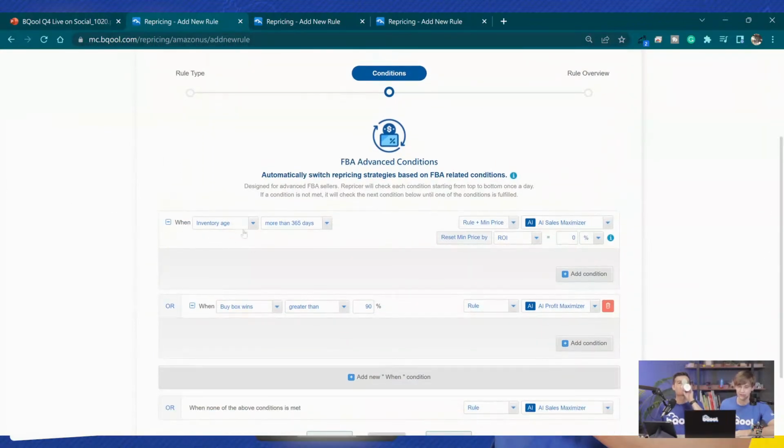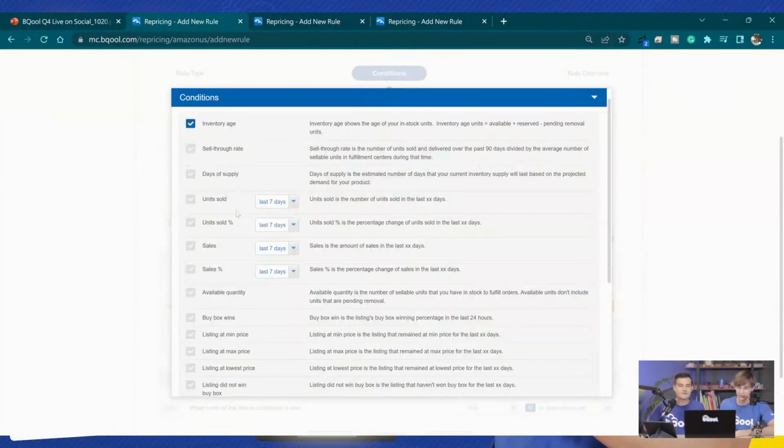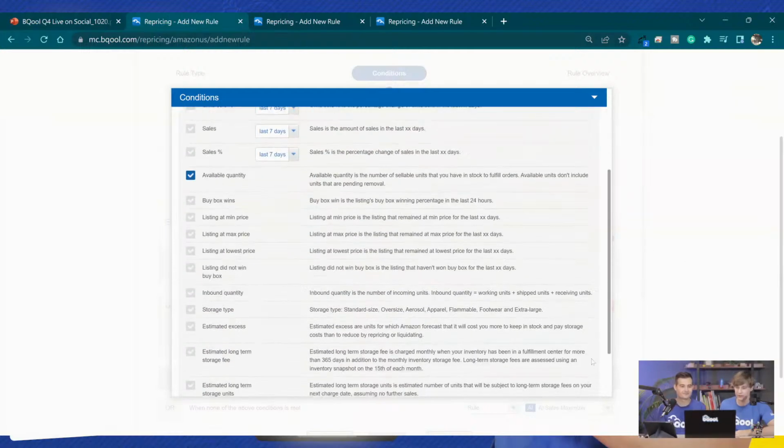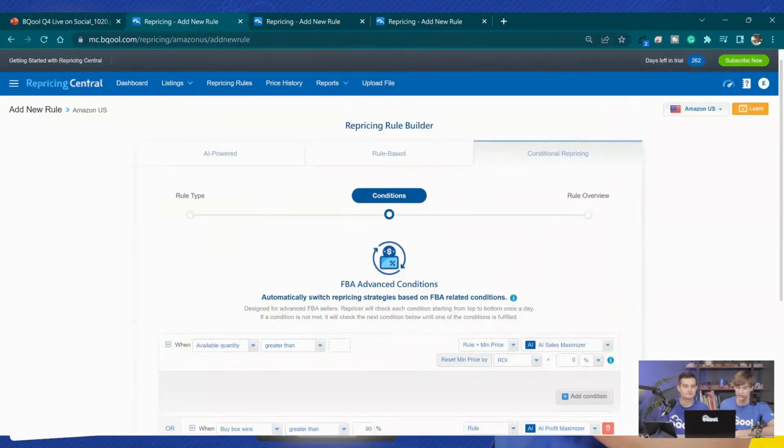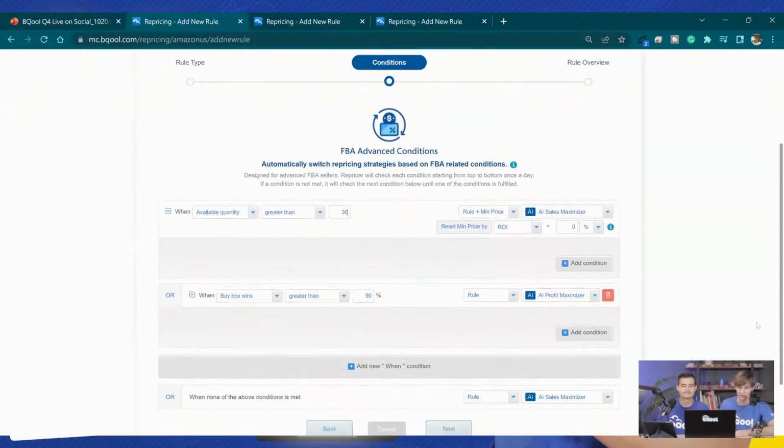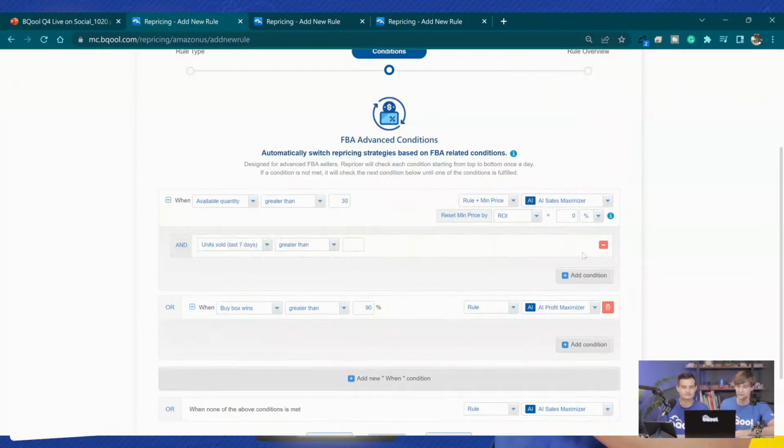Now let's set up our strategy. First we're going to choose the available quantity. In this case, let's say we have high inventory, so our available quantity is pretty high, maybe greater than 30. But our units sold is not as high. We see this item is not in high demand. So maybe units sold for the last 7 days is less than 10.